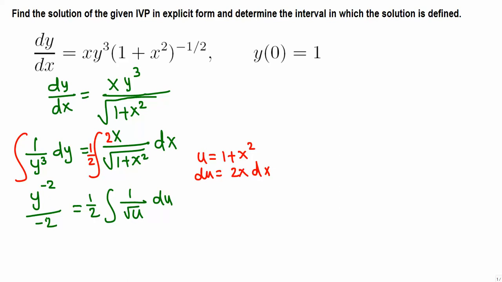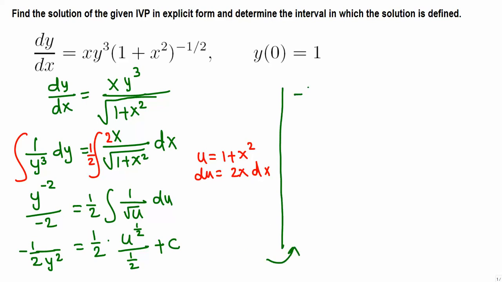Let's simplify this: negative 1/2 and y to the negative 2, bring that to the bottom, equals 1/2, square root of u means u raised to 1/2 on the bottom, move this to the top, u raised to negative 1/2. Now use the power rule, so u raised to negative 1/2 plus 1, positive 1/2, divided by the same thing, 1/2, plus c, and we need to back substitute the value of u, where u is 1 plus x squared.